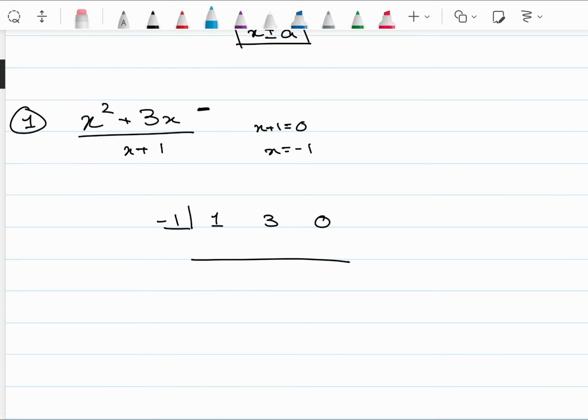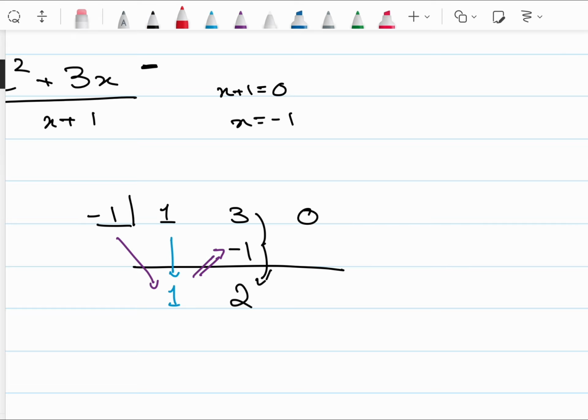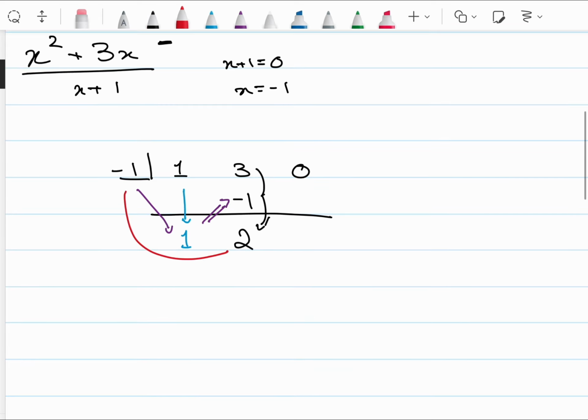The first thing we do is bring down our first coefficient as it is. So 1. Now you multiply and you put the product here, minus 1. And then you add minus 1 and 3, which gives you 2. You basically just multiply, add, repeat. So now you do minus 1 times 2, and you put the product here, minus 2, and you add.